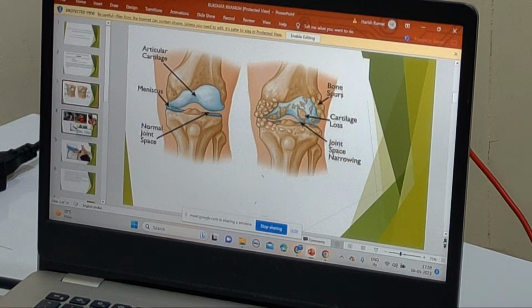Here we can see the normal joint and the joint with osteoarthritis. We can clearly see that the cartilage is lost, meaning it is degenerated, and it leaves the joint space narrowed, and there can also be formation of bone spurs. All this contributes to pain and stiffness of the joint and limitation of movements.